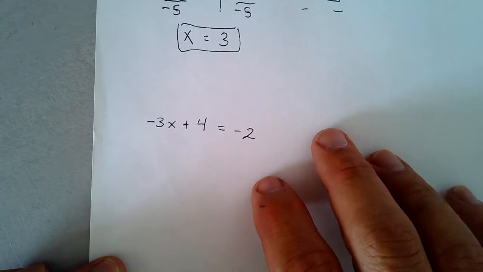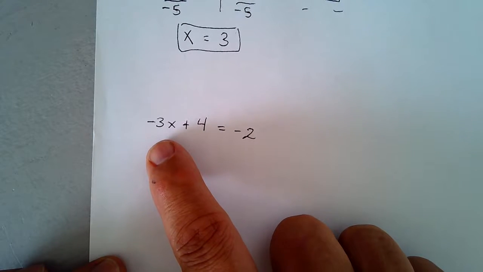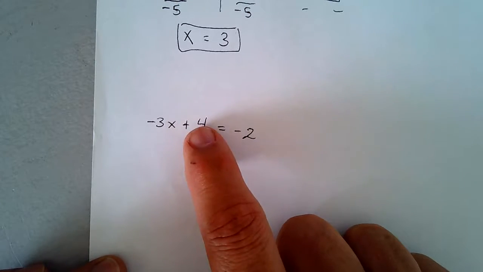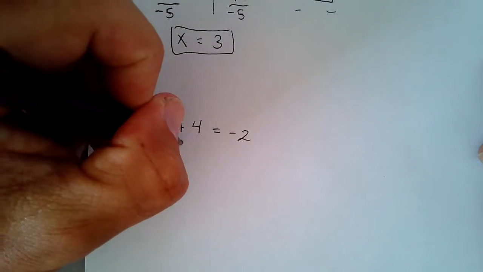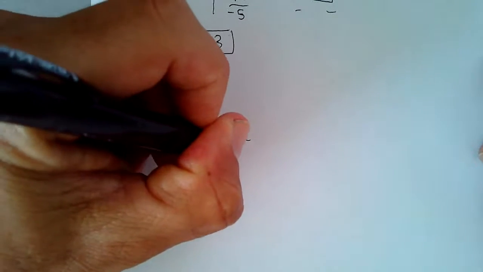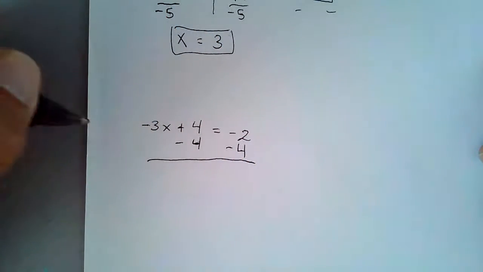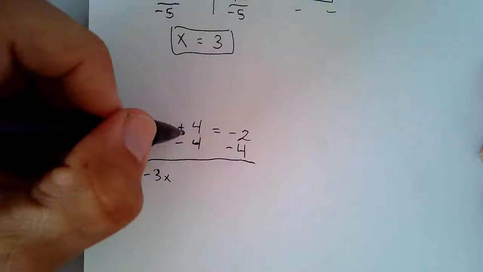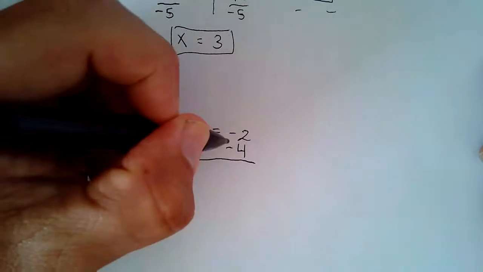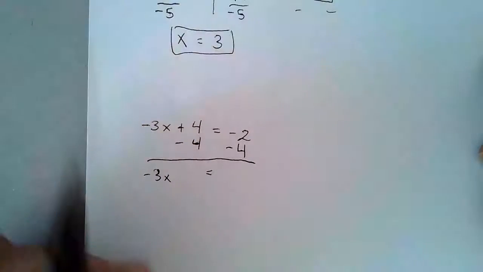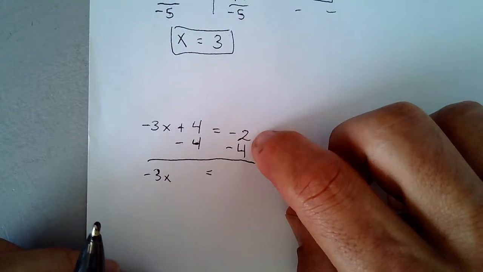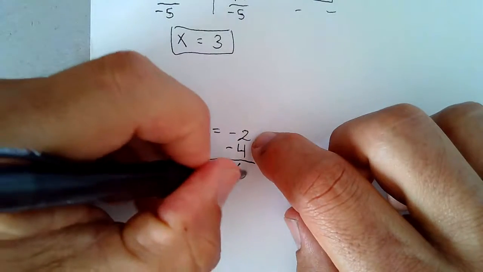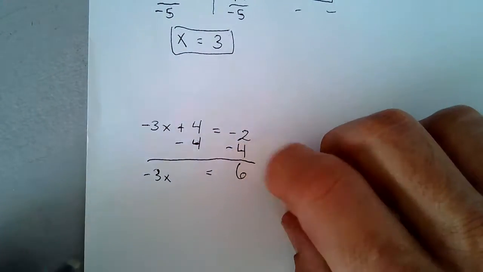Okay, next, this one. We have negative 3x plus 4. I'm going to look at this. I'm going to subtract 4 right here. Inverse operations. I have negative 3x. These cancel each other out. Negative 2 minus 4. Now these are the same sign. And when they are the same sign, you're going to add them together. And it's still negative.